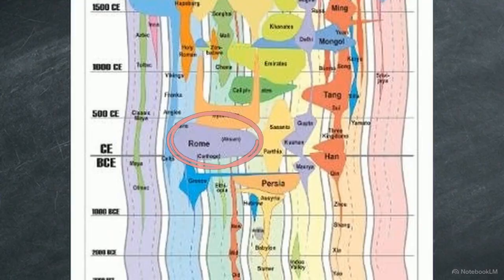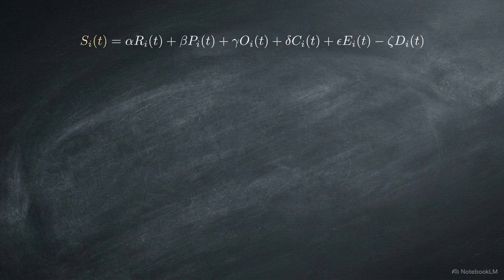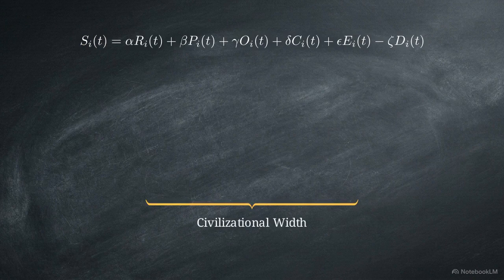Look closely at the specific bulge representing the Roman Empire. Its physical shape on the chart provides the baseline variables for measuring civilizational expansion. This master equation calculates the magnitude of civilizational strain at a given time. The total width of the package is determined by its active inputs and subtractions.